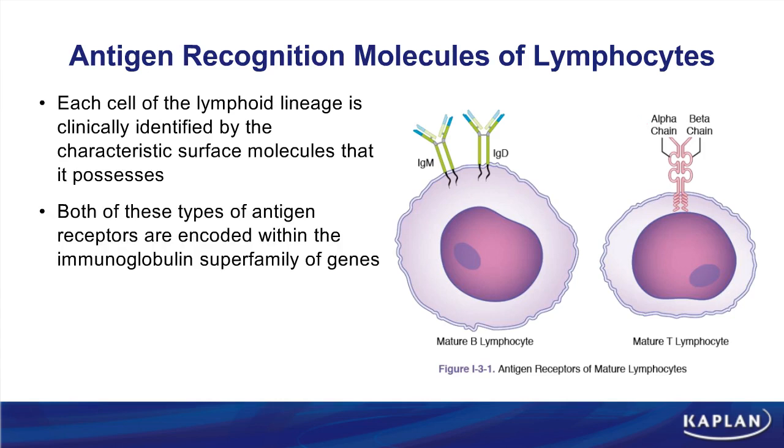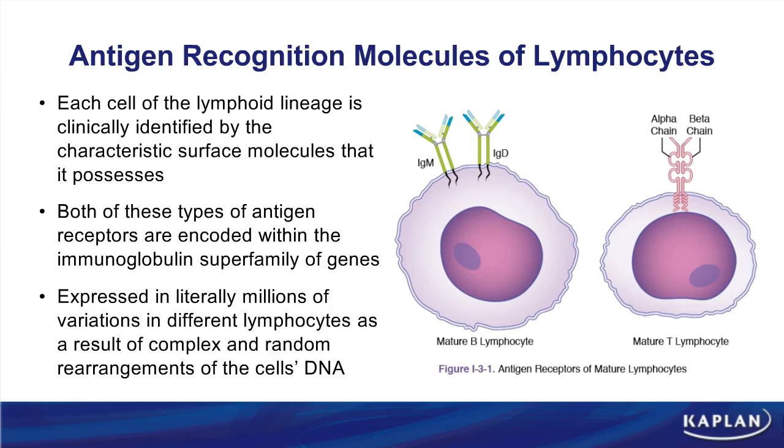Both of these receptors are actually generated by immunoglobulin gene rearrangement, which we are about to talk about. And gene rearrangement is super helpful in the immune system because it allows us this incredible amount of diversity without having to carry way too much DNA.